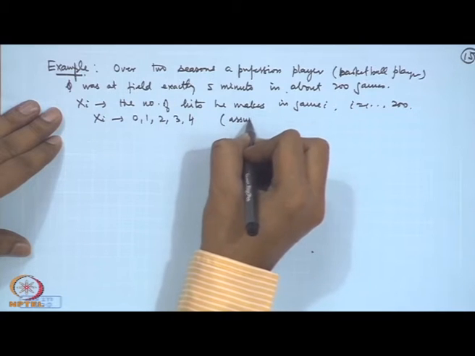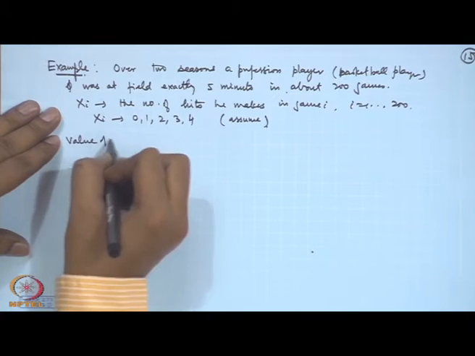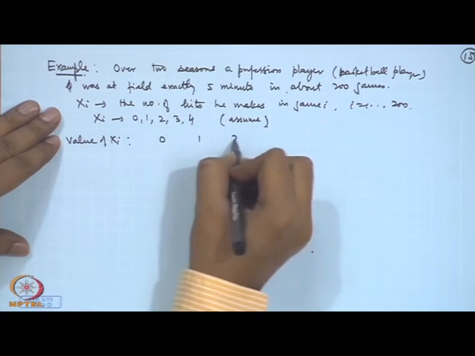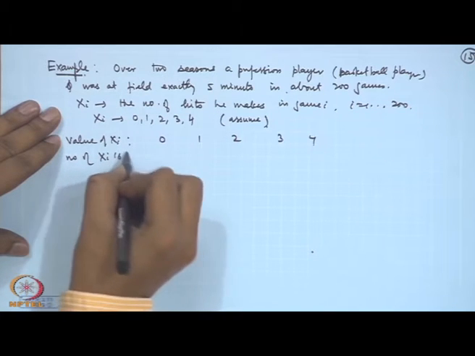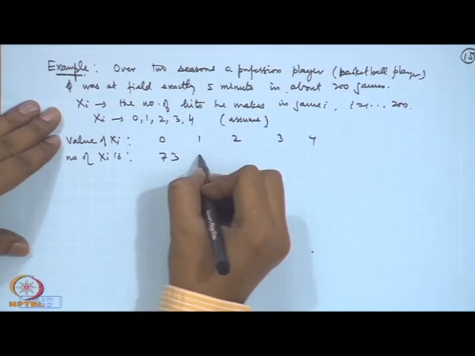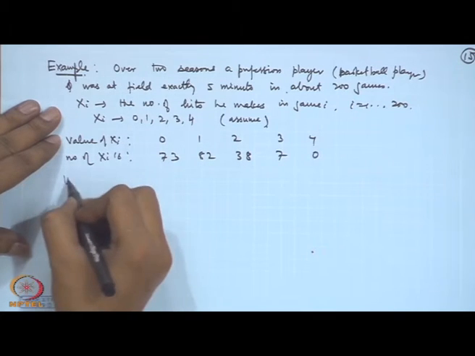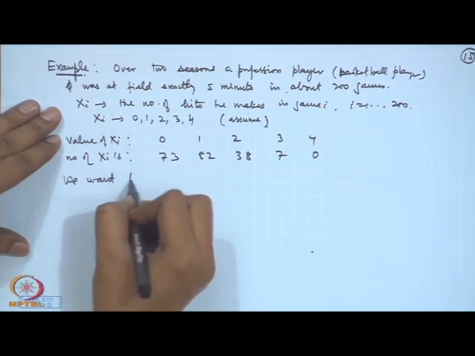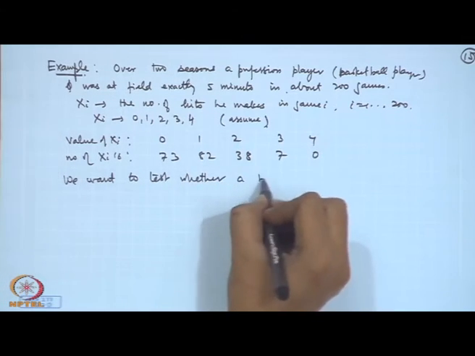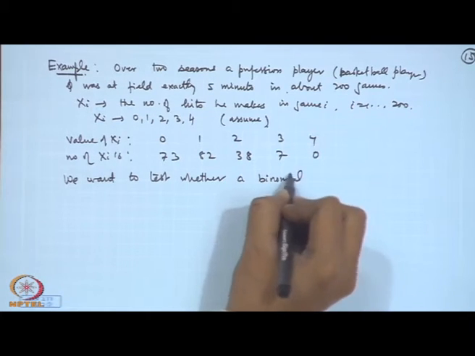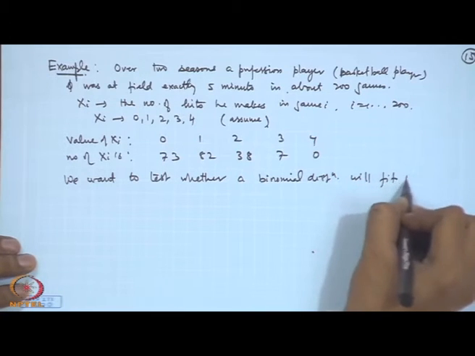Okay. So, we have the following data: value of xi is 0, 1, 2, 3, 4 and the number of xi's is 73, 82, 38, 7, 0. We want to test whether a binomial distribution will fit the data.